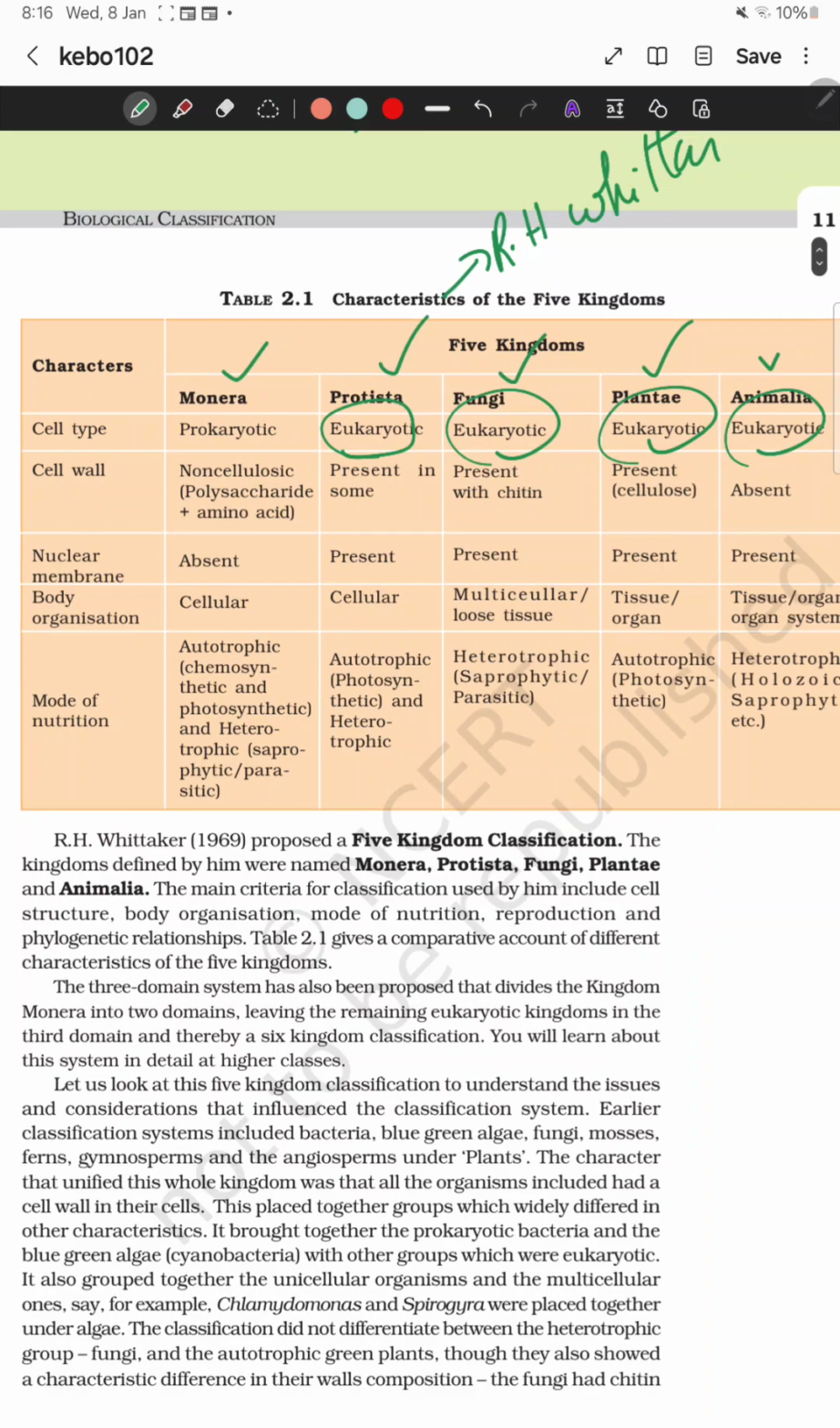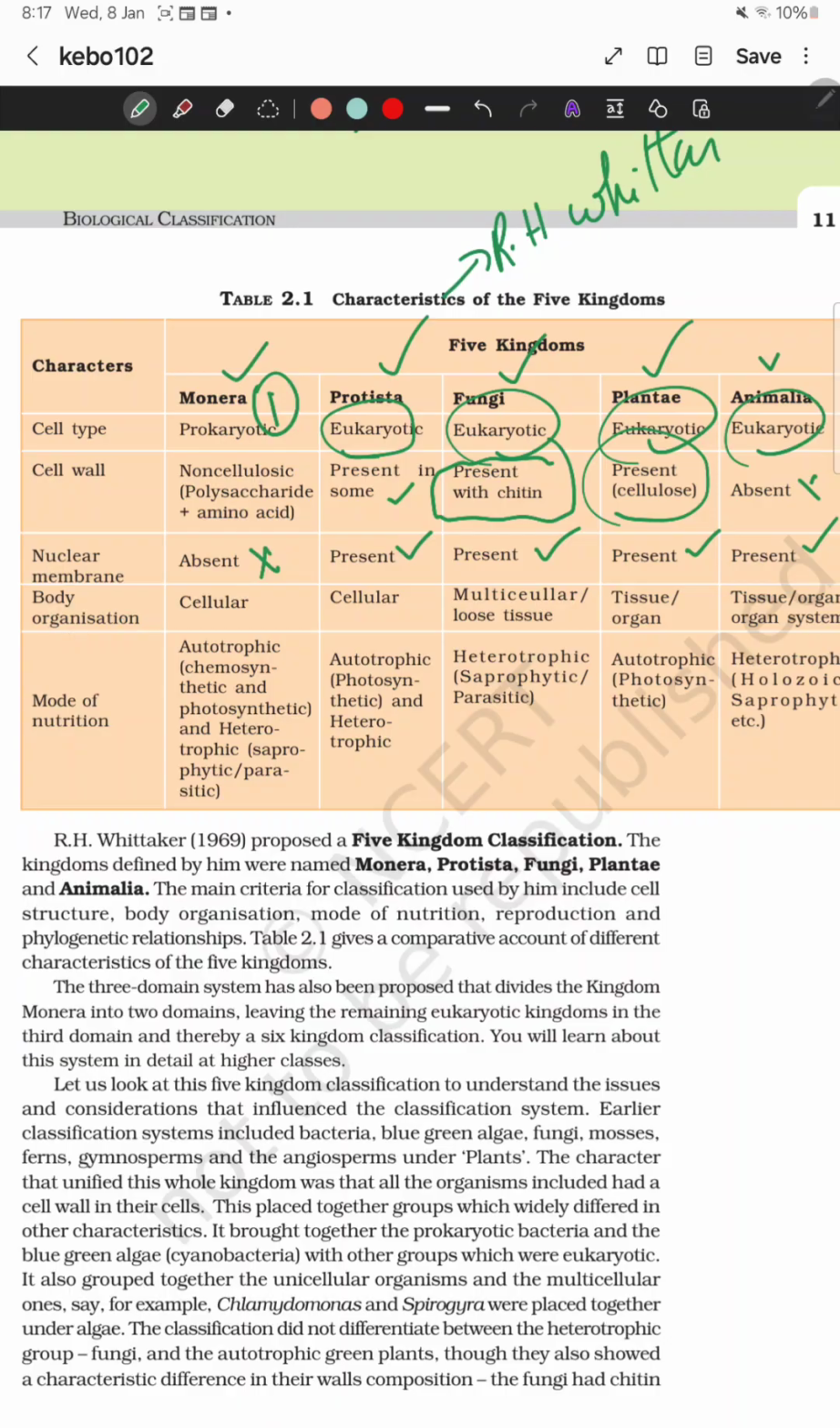So let's go through this table. Monera cell type is prokaryotic, I already said that it's the only one that is prokaryotic, and all the remaining are eukaryotic cells. The cell wall is made up of non-cellulosic polysaccharides and amino acids. It is present in some, absent in animals. In fungi the cell wall is made up of chitin, and you already know the plant cell wall is made up of cellulose. And the nucleus, already said that in prokaryotic cells the nucleus is absent, and in all the remaining eukaryotes it is present.